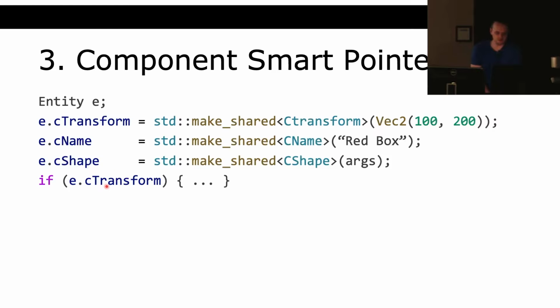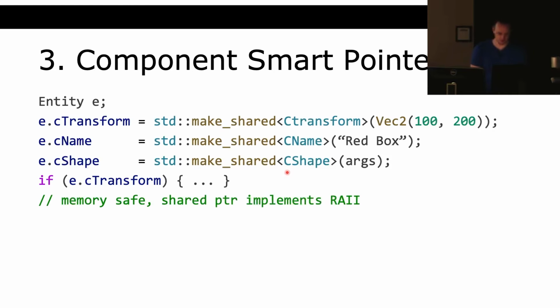And we can still use this nice syntax of telling whether or not a component actually exists, because it's still a pointer and we can check if it's null or not. So that part is good, and it's better than the previous one because this is now memory safe, right? This implements RAII that we talked about in the C++ lecture, and so I can overwrite these, no problem, and the previous one will just clean up itself because it implements RAII.